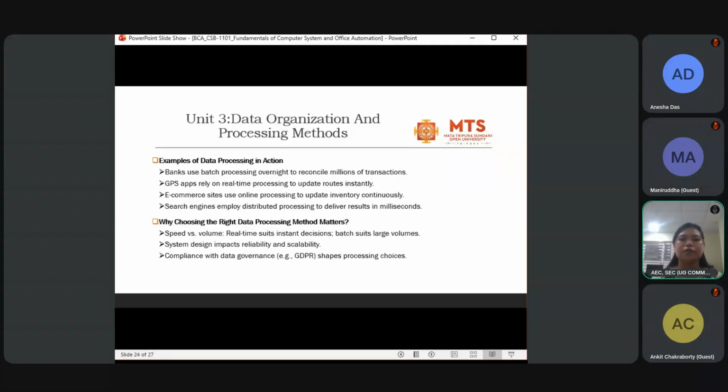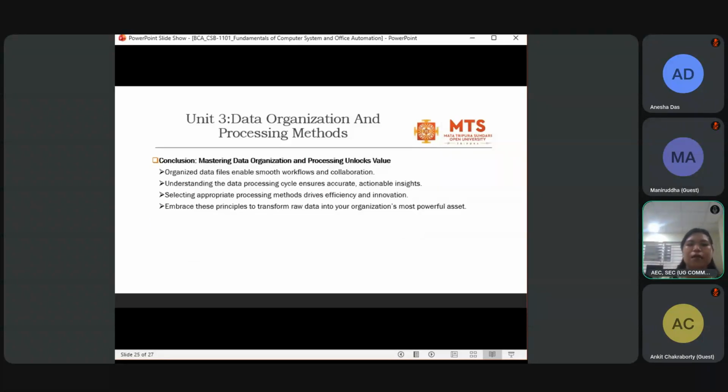GPS I have already mentioned. Why choosing the right data processing method matters: speed versus volume, system design, and compliance with data governance. You can go through these. Next, the conclusion: mastering data organization and processing unlocks value.